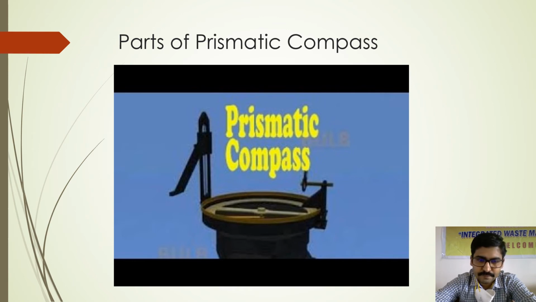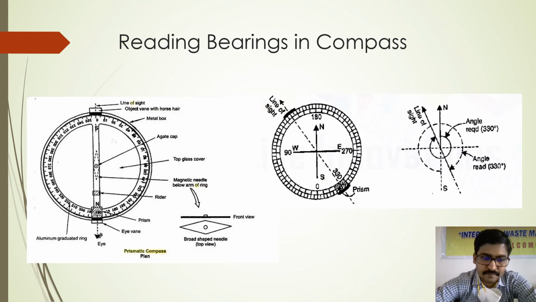So moving forward, we will see how the bearings are measured with the help of the compass. So when you see the graduated circle in the prismatic compass, you will find a graduated circle like this with a central magnetic needle. So north and south are written over the magnetic needle. If you look at the diagram, south has got 0 degree written on the graduated circle, whereas north is written 180 degree over here.